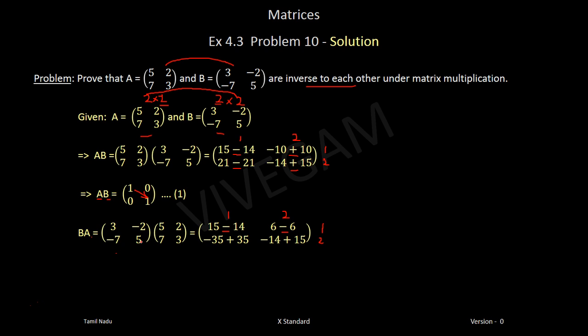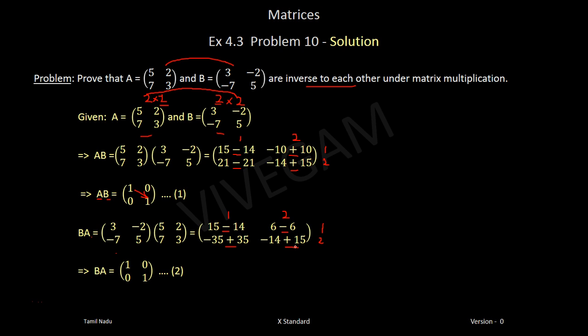Next is second row, first column: minus 7 into 5 is minus 35 and 5 into 7 is 35. Next, second row, second column: minus 7 into 2 is minus 14 and 5 threes are 15. So we have done the matrix multiplication. Now we will have to simplify this. 15 minus 14 is 1, 6 minus 6 is 0, minus 35 plus 35 is 0, minus 14 plus 15 is 1.